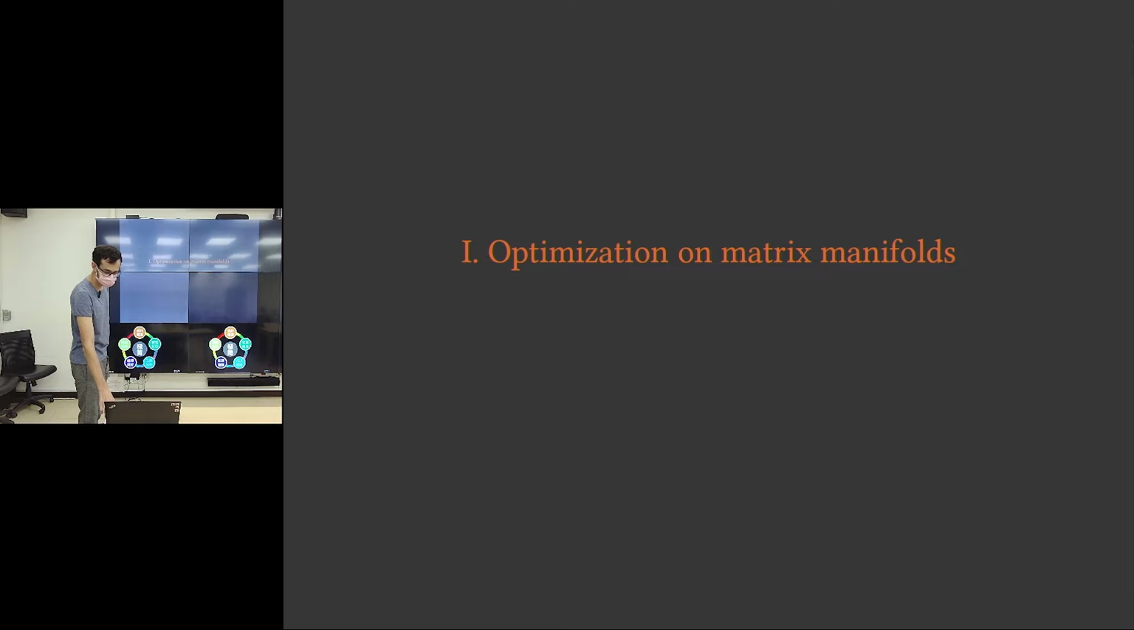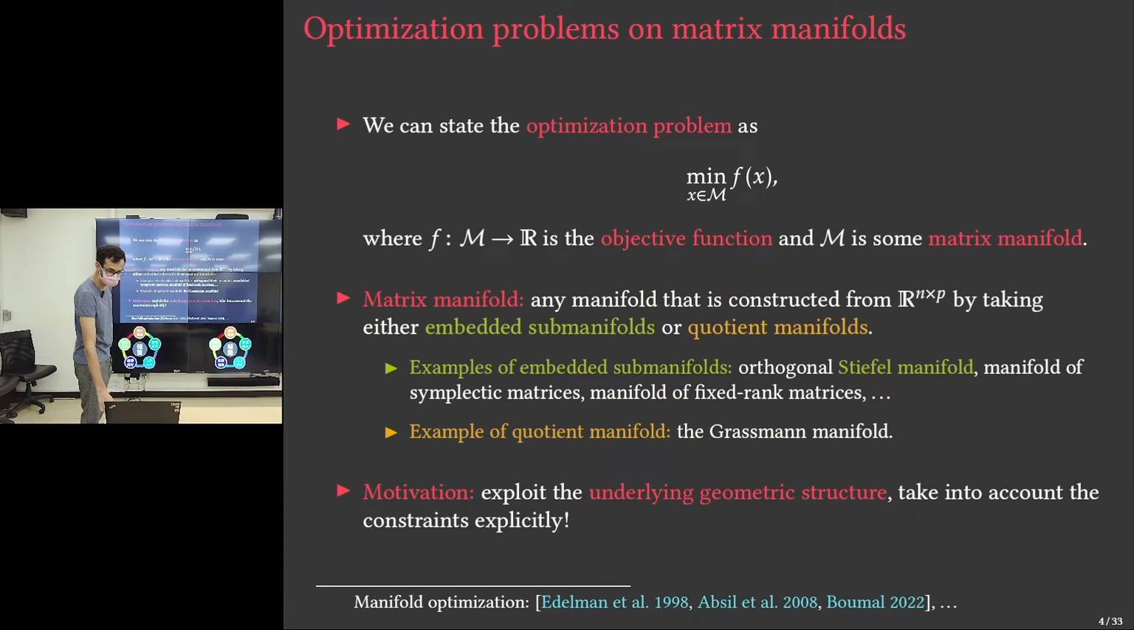Okay, so we start with a more general framework. Optimization problems on matrix manifolds read in general like this. The optimization problem setting is this one. We want to minimize an objective function, which is defined from the manifold to R, with the constraint that the optimization variable belongs to, is on some matrix manifold.